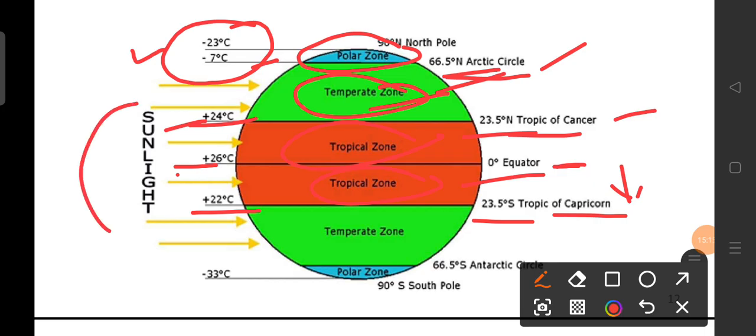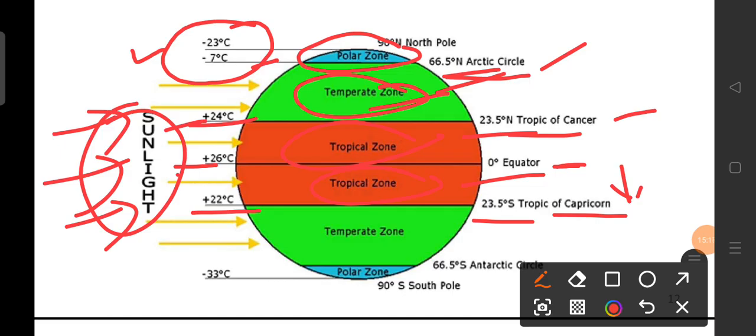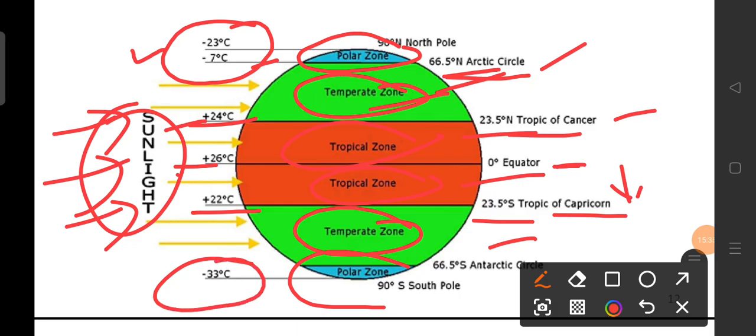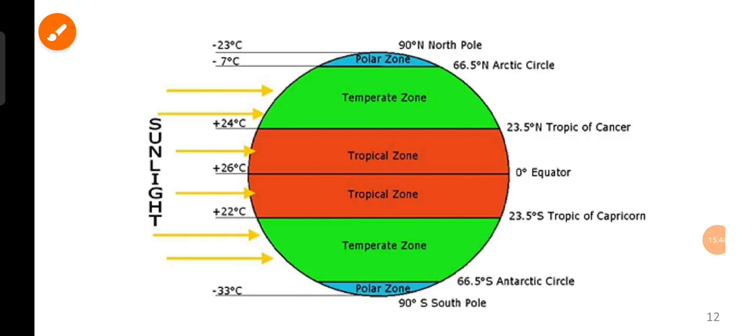Here the sunlight falls. Okay. Then from 23 degrees south to 66 degree, it is Antarctic Circle. So it is also temperate zone. Then in polar zone, the temperature here is minus 23 degree Celsius, minus 33 degree Celsius. So it is very cold in Antarctica. Okay, and we move further and see.